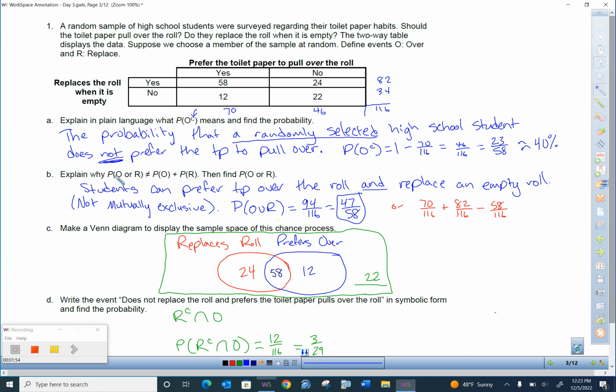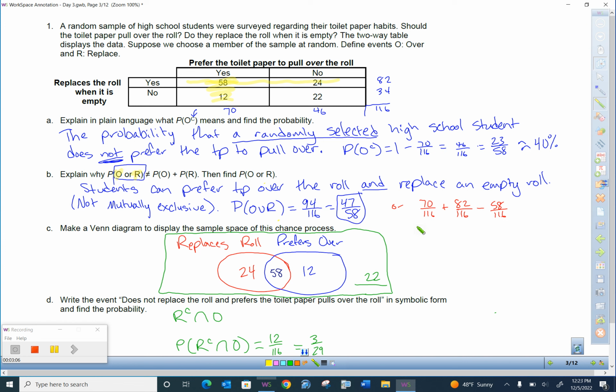Okay, if you look at your picture, for an OR from a table, the only thing you want to do is just figure out where those 2 events exist. So the O is over the roll, that's these yeses. And then the R here is replace the toilet paper roll, so that's these ones. And then you just add up all those numbers. So you've got 70 and 24 more, so 94 over 116.